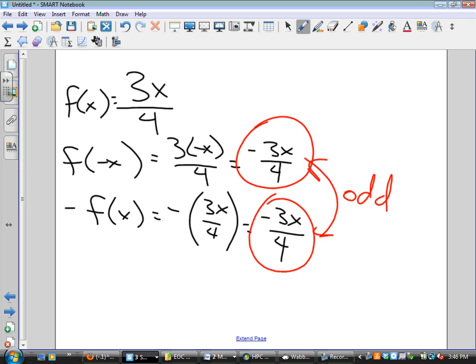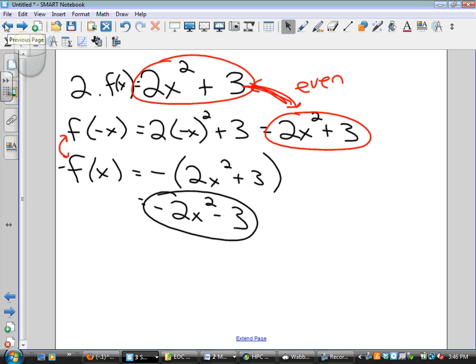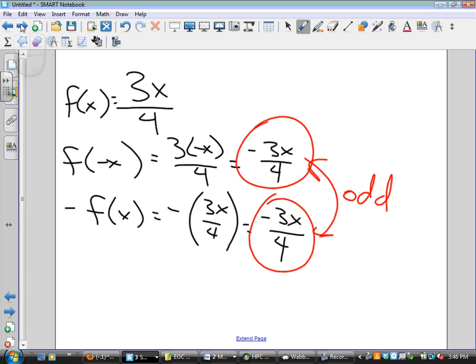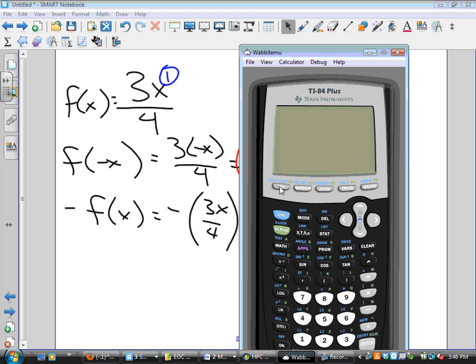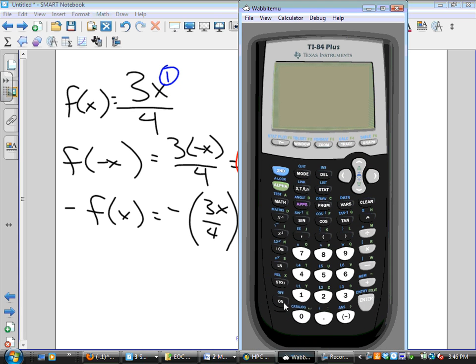Now, a little trick, if it's a polynomial function, is any even function will only have even exponents, and any odd function will only have odd exponents. So that's a good trick. Another way to determine whether it's even or odd is to look at the graph. So if we look at the graph of the first one, if I can get the calculator going here, y equals, it was 2x squared plus 3.